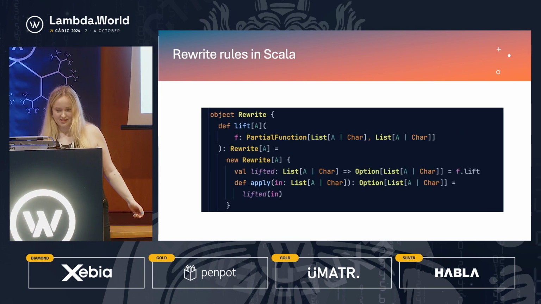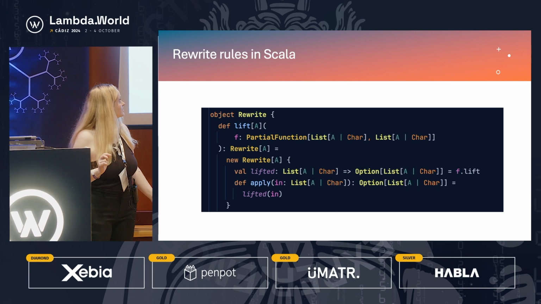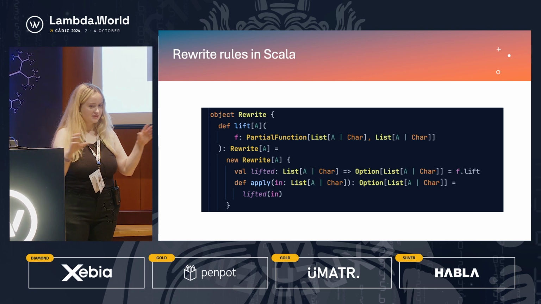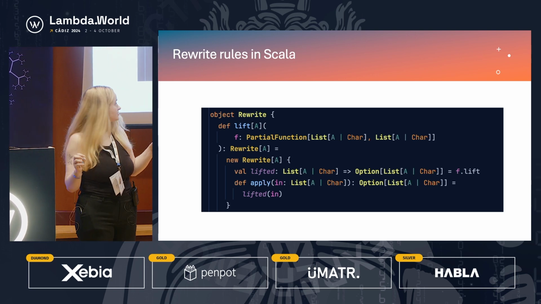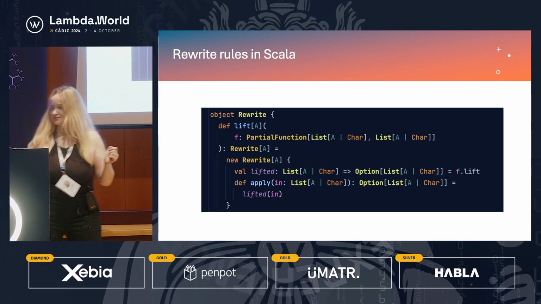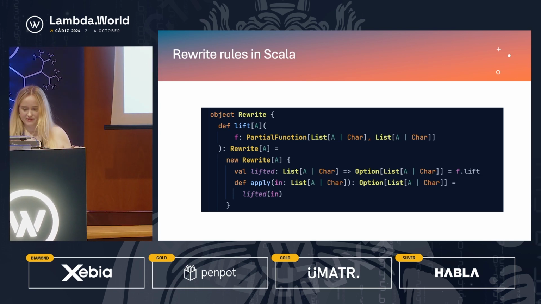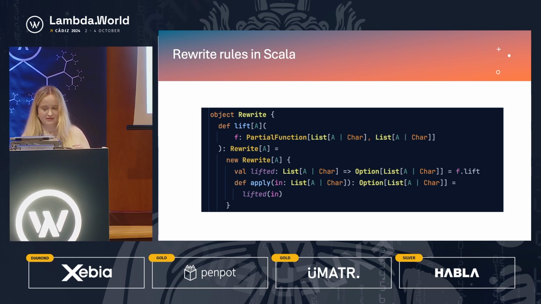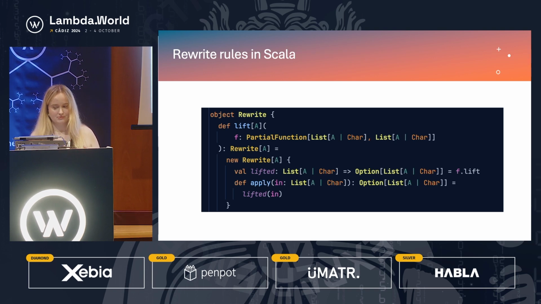And then we're going to have a companion object, which has a lift method, which has a partial function that describes the pattern that we're going to look to match. And if it matches, then we're going to create a new instance of Rewrite with the new output.